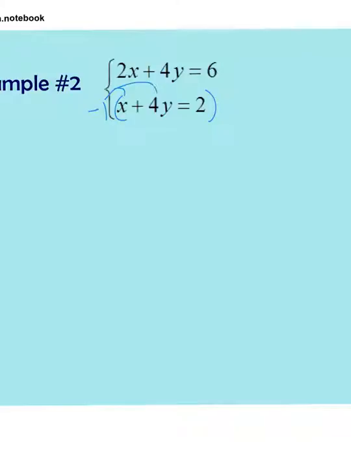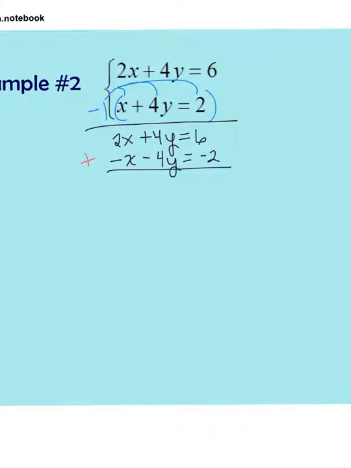And so that means I'm distributing it all the way through. You're going to rewrite the entire system even if you didn't change an equation. So I didn't touch the first equation, so I have 2x plus 4y is equal to 6. For the second equation, a -1 multiplied through essentially changes all the signs. So I get a -x, a -4y, and don't forget a -2. So now when I add these together, the y's do cancel. Then 2x minus x is x. 6 minus 2 is 4. So we ended up getting a solution of x, which is 4.